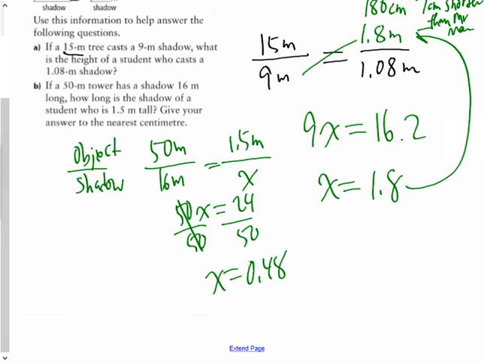So how long of a shadow would a 1.5 meter person cast on that same day at the same time? It would cast a 0.48 meter shadow, or a 48 centimeter shadow.